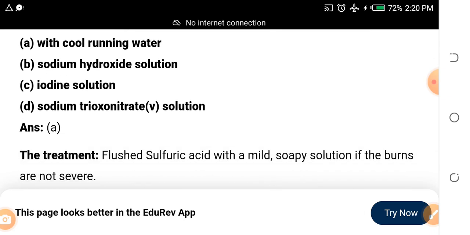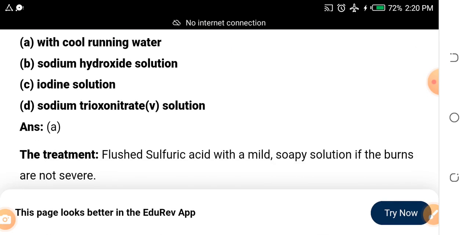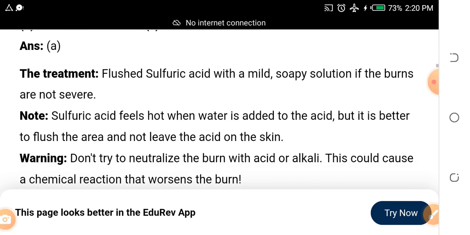With cool water. I remember those days when I was a lab prefect in Queen's Model Secondary School. We organized this titration, and sometimes trying to use the pipette to get the base, we swallow. You know, those funny moments.